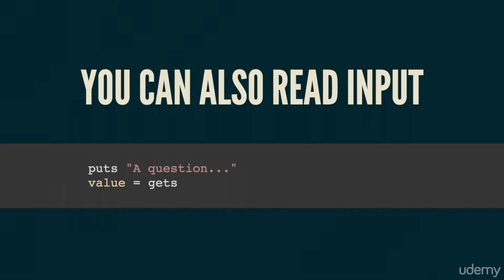You can also read input. So to read input, we use gets. But when we read input, we need to know what that input was. So we actually have to assign that to what's known as a variable. In this case, we're going to assign what we're reading in from input with gets to a variable called value. Don't worry if you don't understand this yet, we'll be trying it out ourselves.